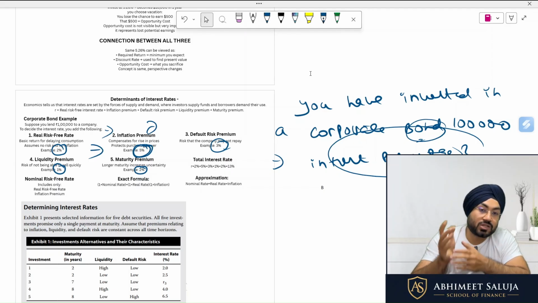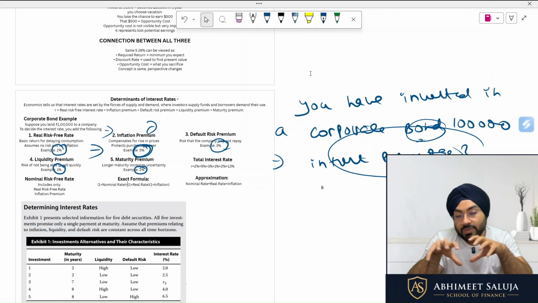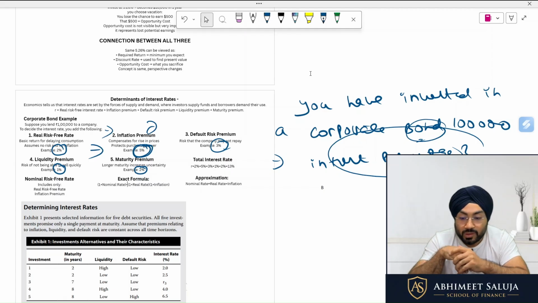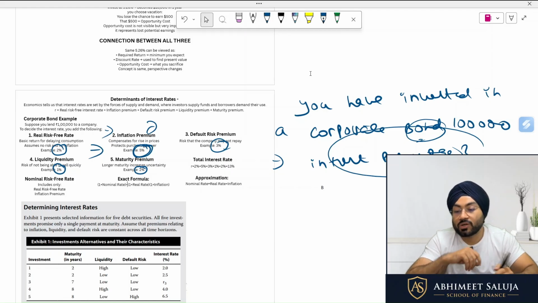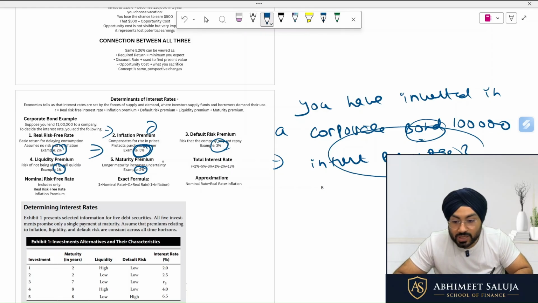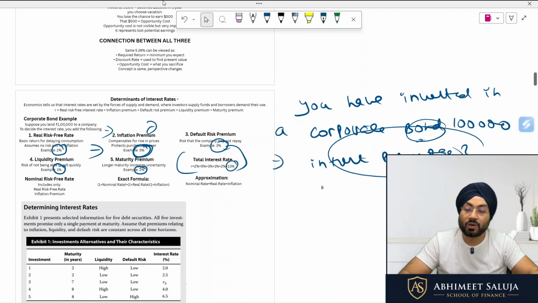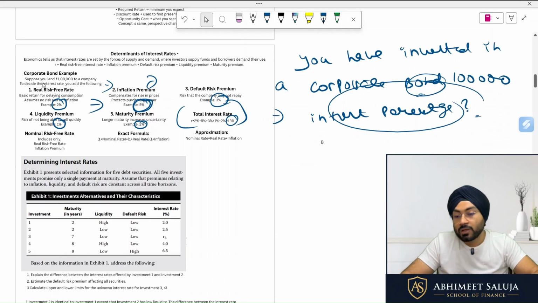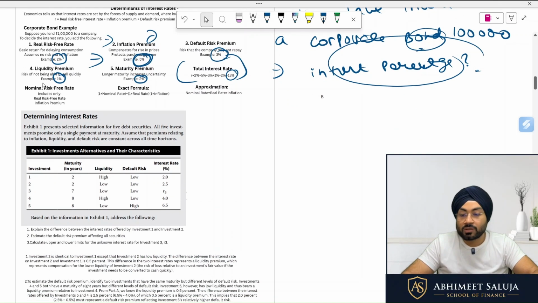If your money gets locked for a longer period, you need a maturity premium for that. So suppose the maturity premium is 2%. Now we just total it. 2 plus 5 plus 3 plus 1 plus 2 will give you the total interest rate. So that is 13%. This is how you will calculate the interest rate of the corporate bond.